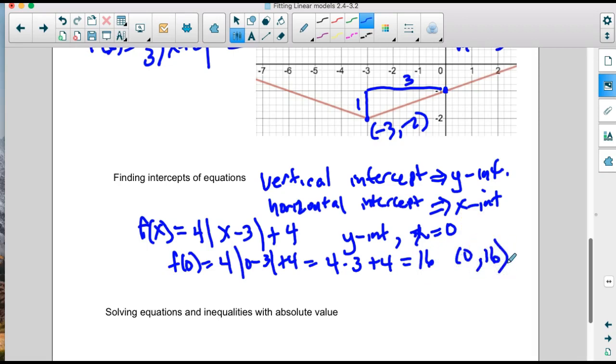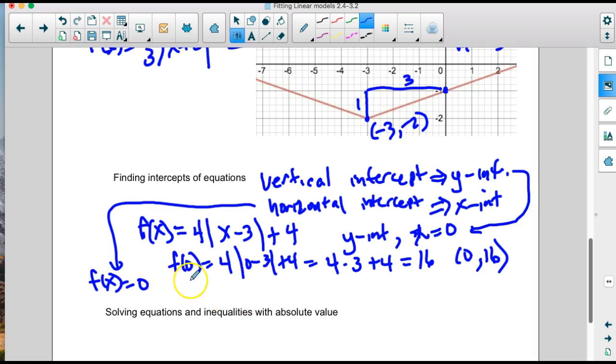Now the x-intercept is going to be when the equation equals 0. So the x-intercept, or the horizontal intercept, is when f of x equals 0. The y-intercept is when x equals 0. So what we would do here is we take the equation and say 0 equals 4 times the absolute value of x minus 3 plus 4 and solve that to see what the solution is.